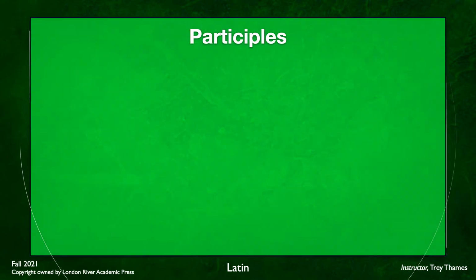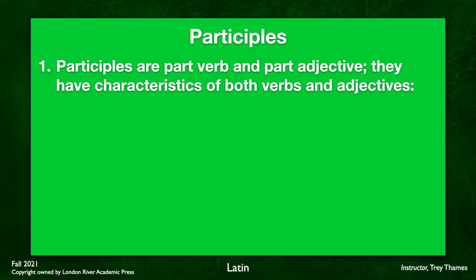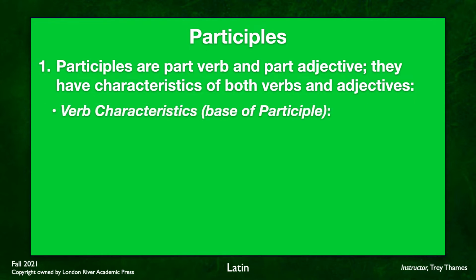Before we look at forming, let's be a little bit more clear on how these words look. Participles are part verb and part adjective, as I mentioned a minute ago. They have characteristics of both verbs and adjectives. Let me show you what that looks like. The verb characteristics are going to come from the base of the participle. In other words, the front end of the participle is going to come directly from a verb, and it's going to look like a verb. It's going to have voice and tense. It's going to have those characteristics.